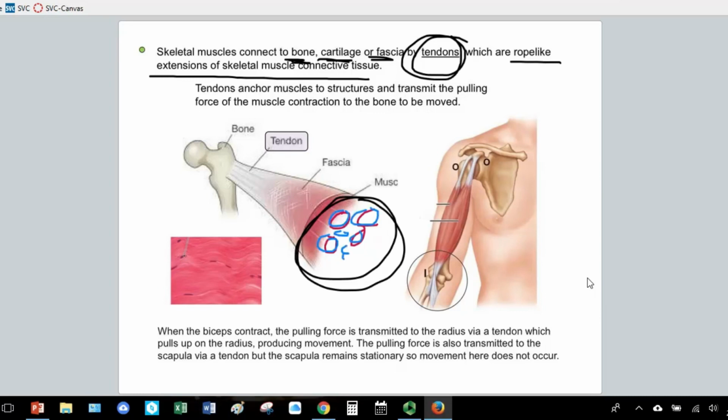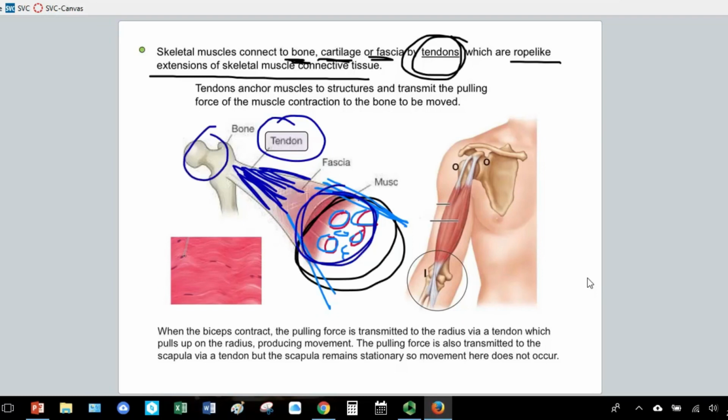And what happens is that as the muscle nears the structure it's going to attach to, all of these connective tissue sheaths start to merge, and they form the tendon. So they're basically connective tissue that attaches the skeletal muscle to, in this case, a bone, but it can also be cartilage as well, or other fascia.